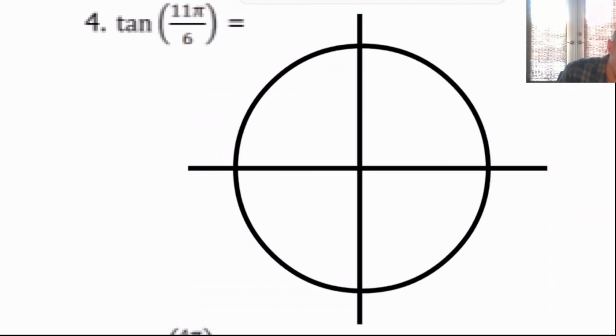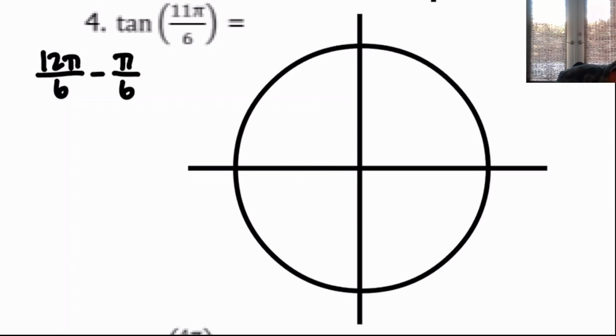Okay, now we've got 11 pi over 6 here. That's, well, 12 over 6 is 2, so I'm really close to 2 pi. So I'm going to say that this is 2 pi minus a pi over 6. Okay, so I'd go almost all the way around, just short by 30 degrees, or go all the way around and then go back 30 degrees. Doesn't matter, however you want to look at it.